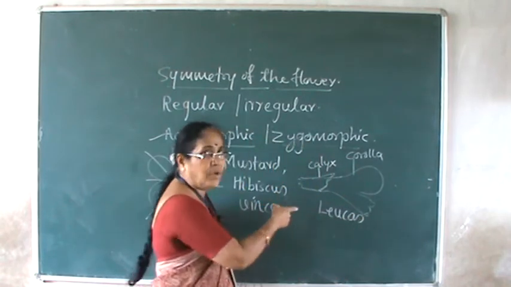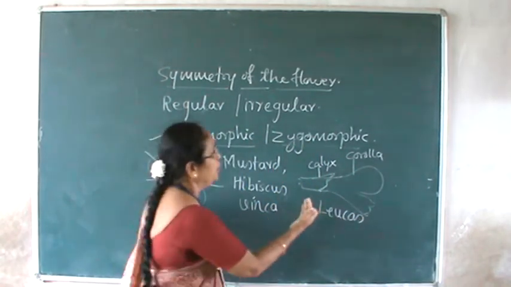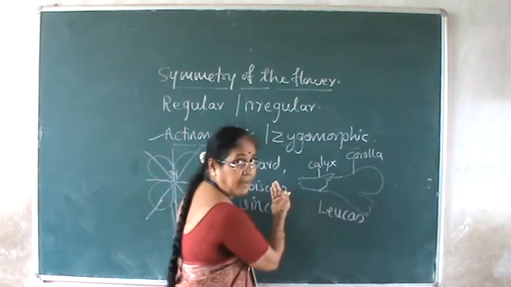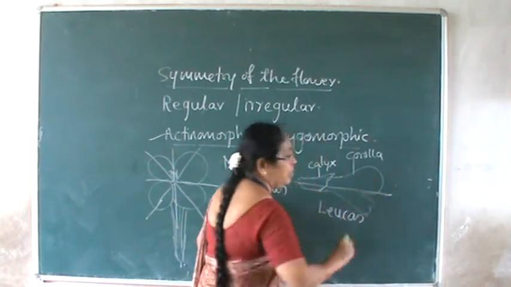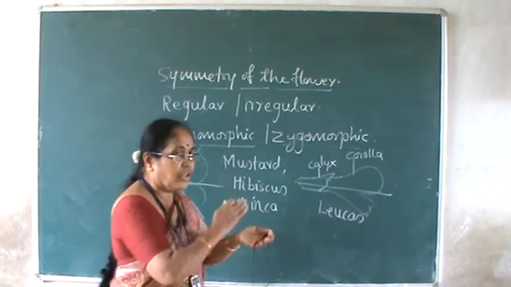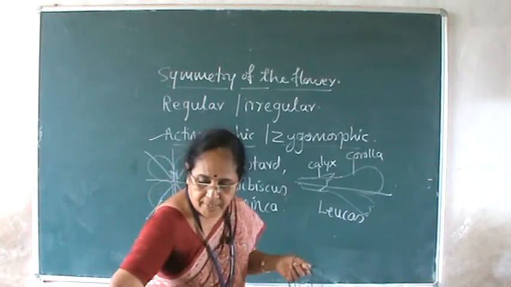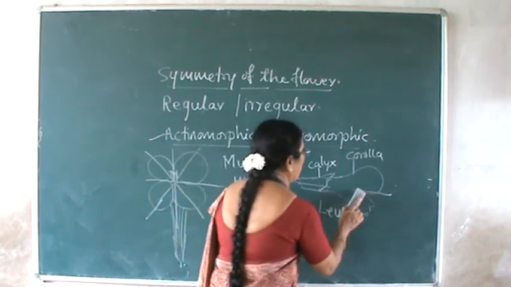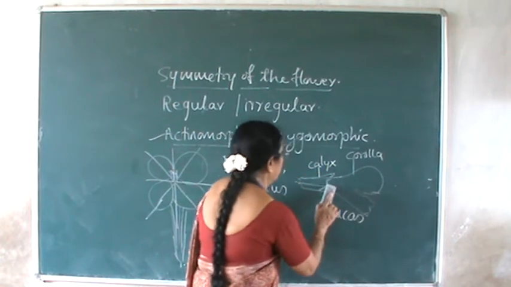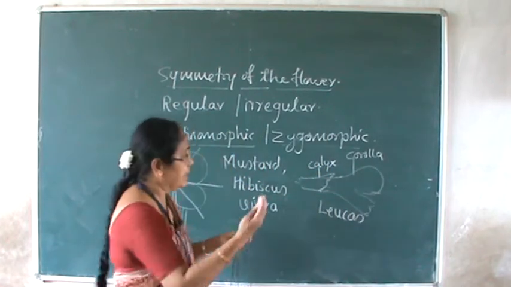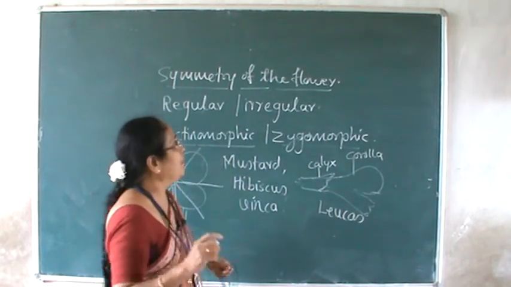And if you want to cut this flower into two equal parts, you have to cut it only in this angle. You can't cut this into two parts in this angle. You have to cut it only in lateral view, laterally. Laterally, if you want to cut the flower into two equal parts, you can cut it only in this angle. I'll give you one more example.